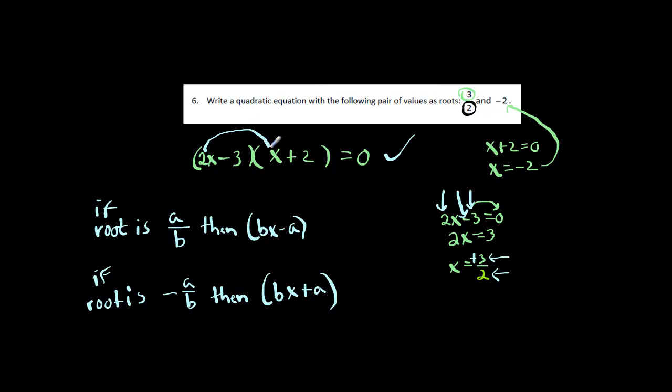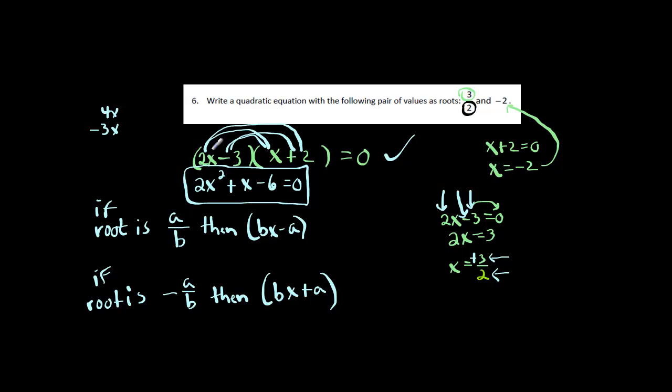So we have to FOIL this out. So 2x times x is 2x squared. 2x times 2 is 4x. Let me just write that up here. Negative 3 times x is negative 3x. Add those together, you just get positive 1x. And negative 3 times 2 is negative 6. This is your answer right here. So once you get it back at the factored form, you FOIL it out, and you get your quadratic.